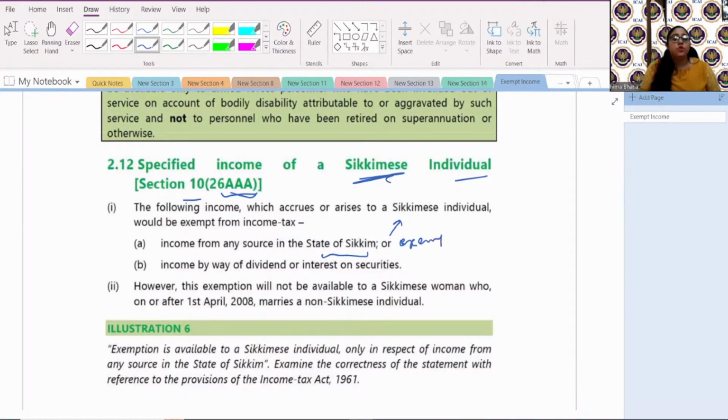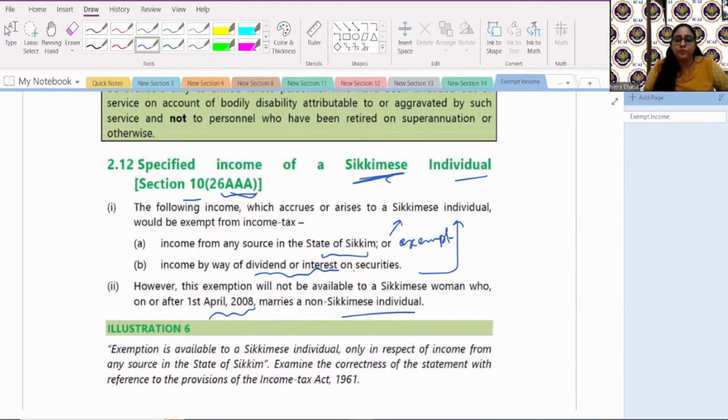And if the source is not in the state of Sikkim, then also dividend and interest is exempt in the hands of a Sikkimese individual. Men, women, both included. But a Sikkimese woman who has married a non-Sikkimese person on or after 1st April 2008 is withdrawn from this exemption. So if you marry a non-Sikkimese person, then your entire income would be taxable.